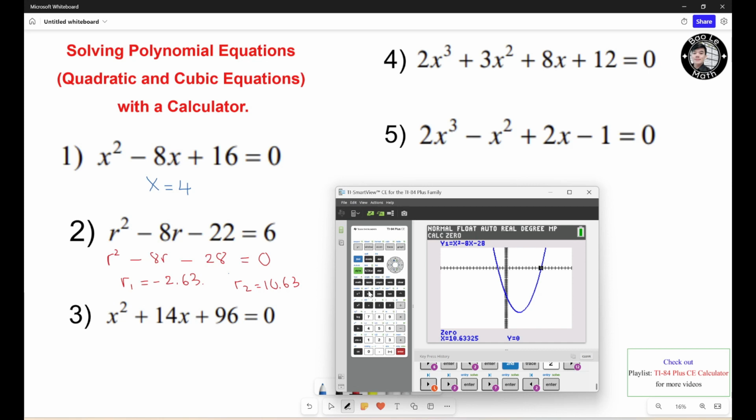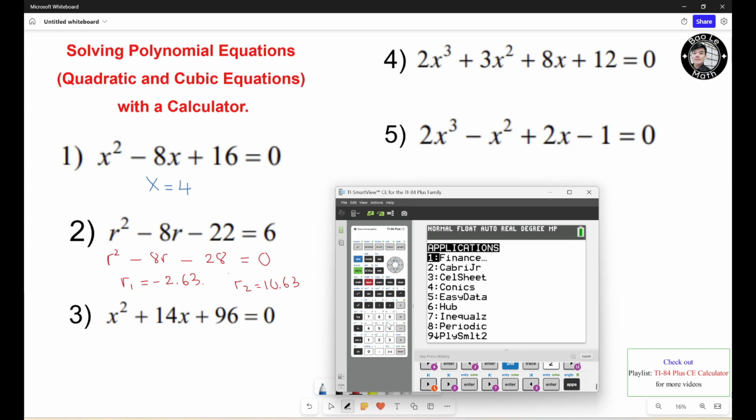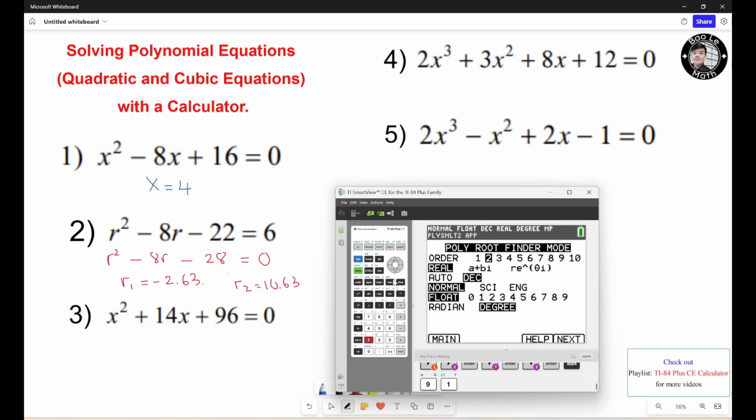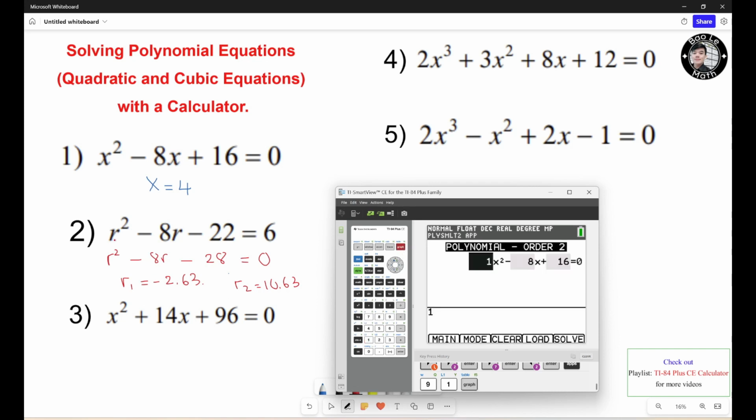Now we use the second method to check our work to see if it's right. Now you hit apps, number 9, number 1. Alright, the order is 2, that's pretty good. Okay, now you hit graph. Now input the values 1, negative 8, and negative 28.